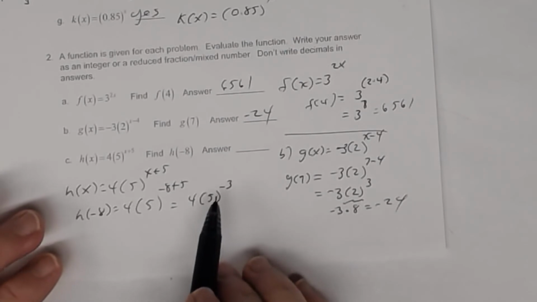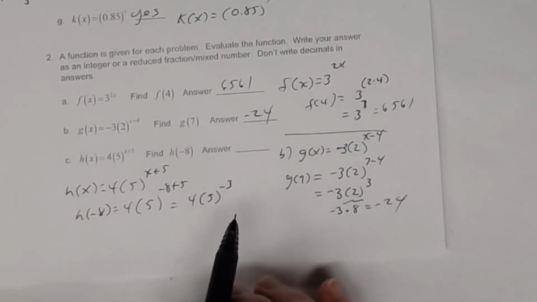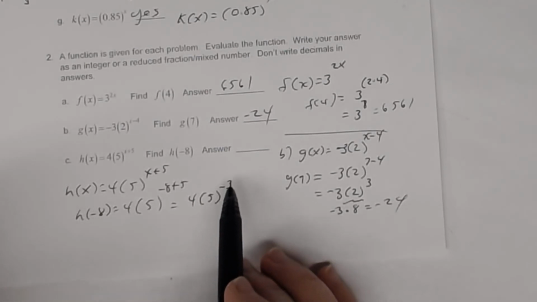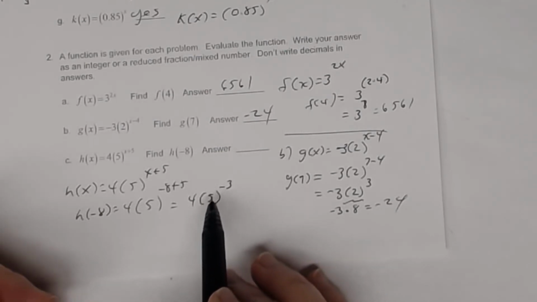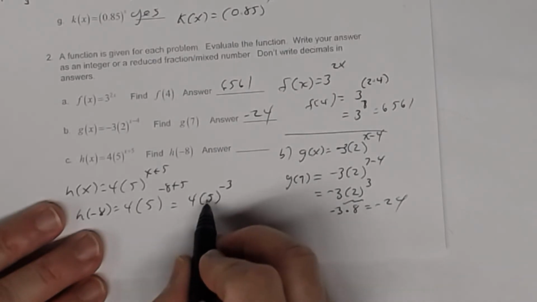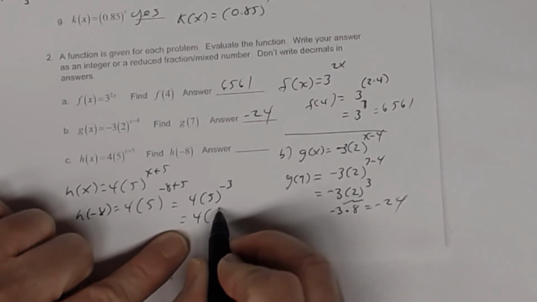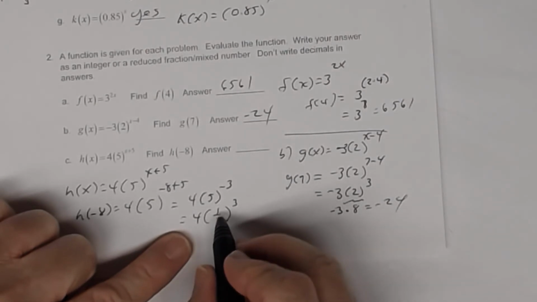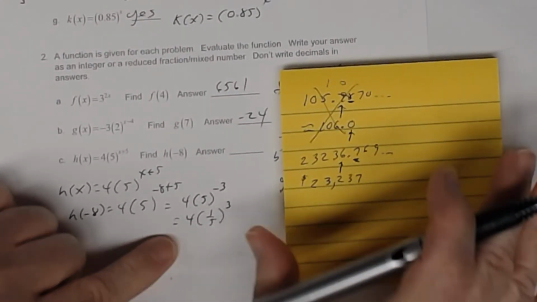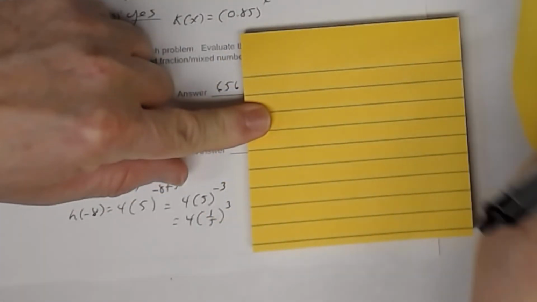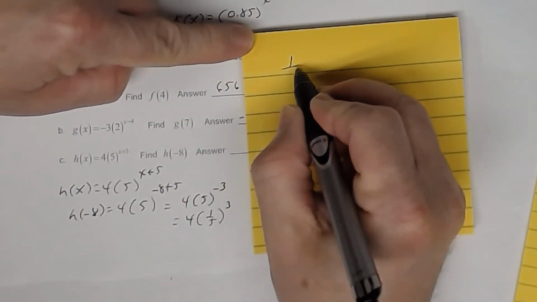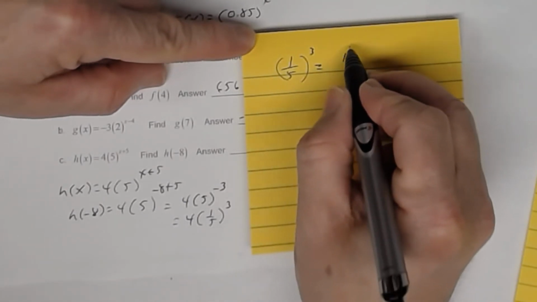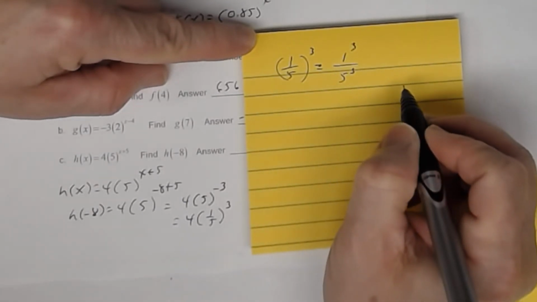All right, now let's remind ourselves about negative exponents. We've talked about this many times in this course, and you also had it last semester. So to make that exponent positive, I take the reciprocal of the base. So this really becomes 4 times 1/5 to the 3rd power. And so when I think about 1/5 to the 3rd power, that means 1 to the 3rd divided by 5 to the 3rd.